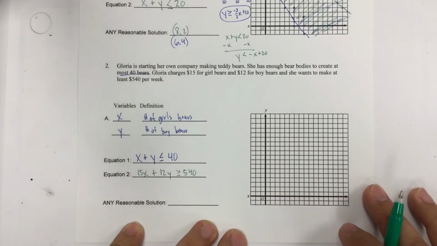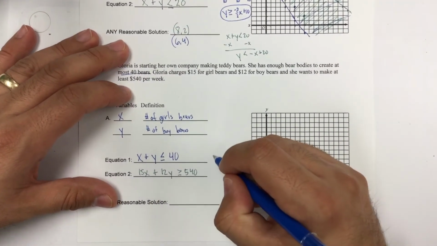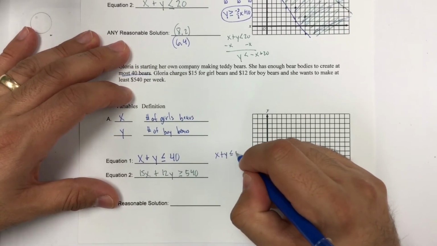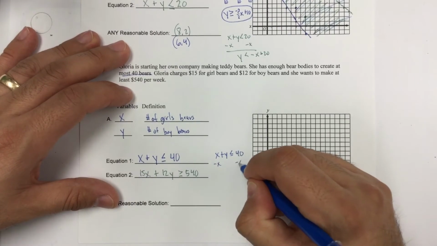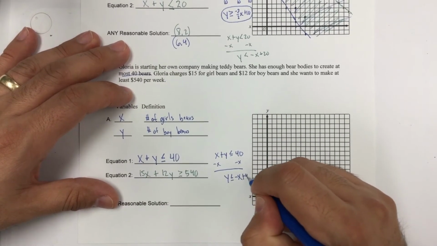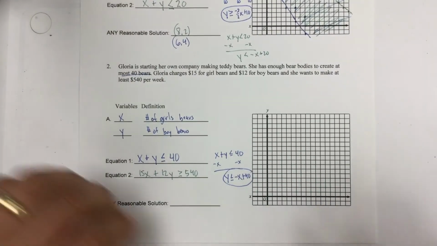$540. Okay, so the first equation looks easy to graph, to solve. So X plus Y is less than or equal to 40. We subtract the X, and Y is less than or equal to negative X plus 40. All right, and before I solve that one, I'm gonna go ahead and do the next one.